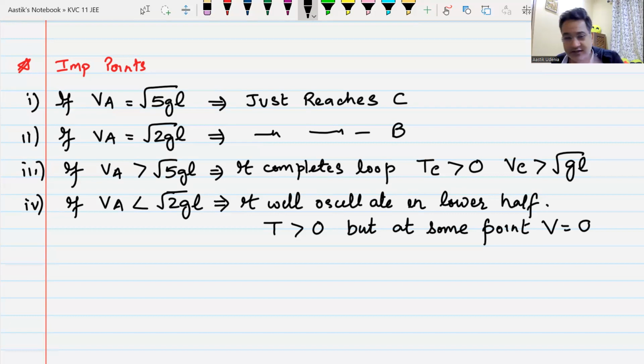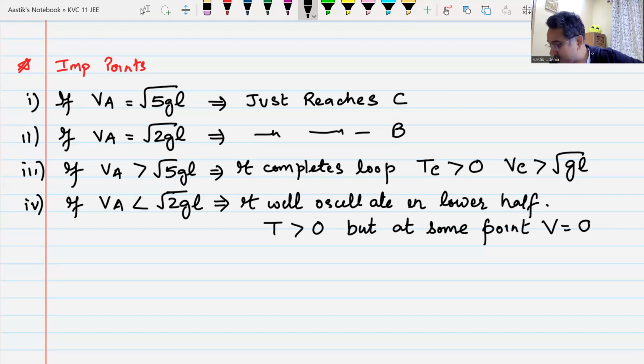Tension will never become 0, because in the lower half, tension cannot become 0. So it will keep on going like this. At some point, the velocity will become 0. It will go to that point, come back, and keep swinging.